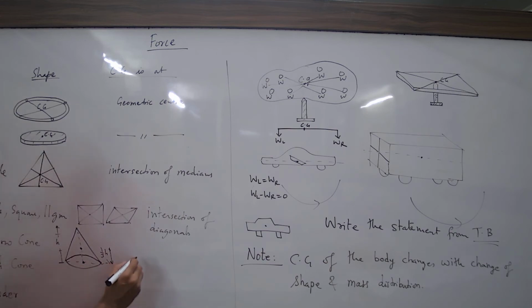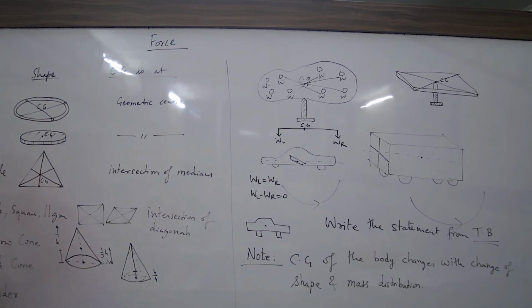For solid cone, it is at the height h by 4. Solid cone means the mass is completely filled. This is full. So it is at h by 4, on this line. So which is more stable, the solid cone or hollow cone? Solid one. Solid is more stable. Why? Because the CG is close to the ground. Difficult to topple. So this is more stable.